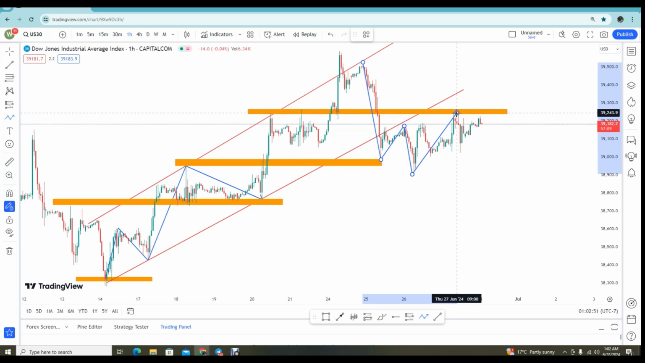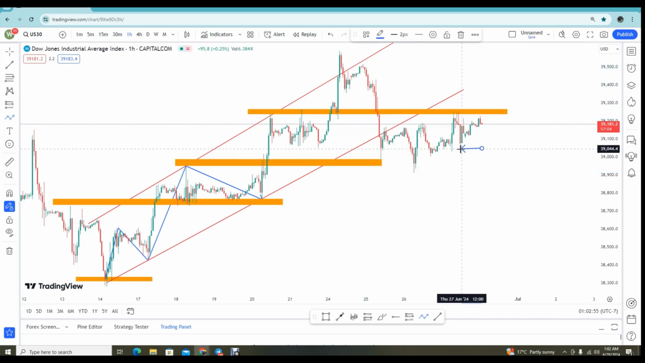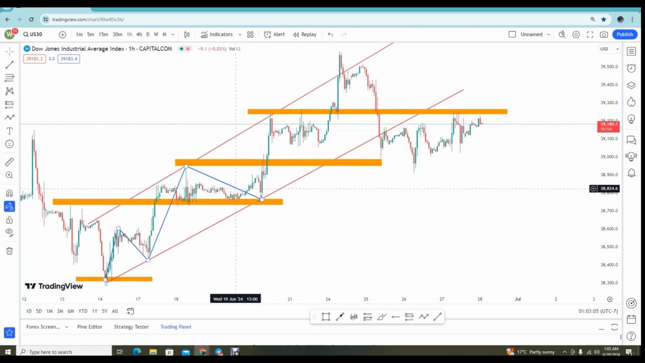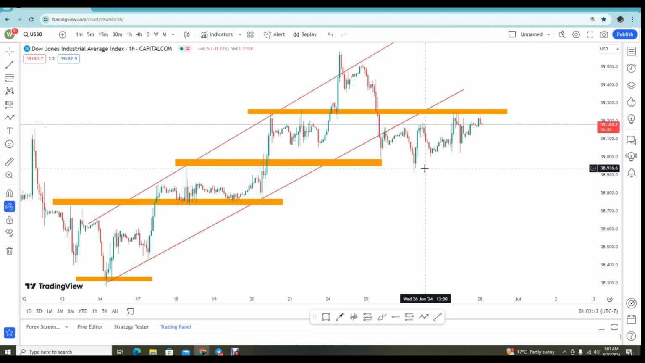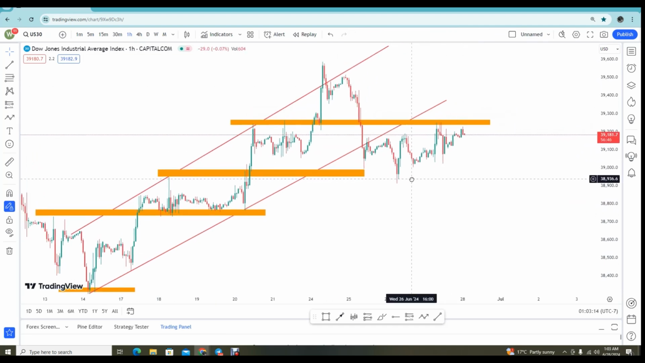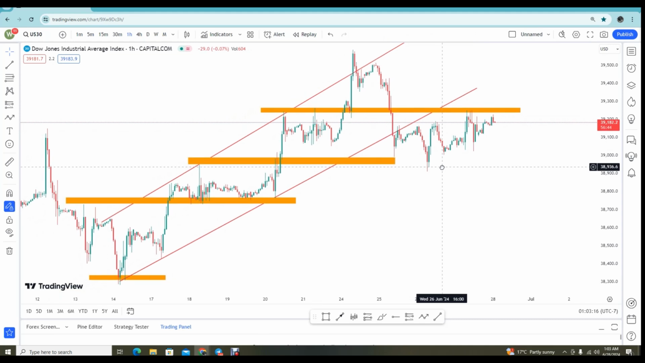Which means now this is what we're going to pay attention to. We're going to pay attention around this area here, because now we can see that the market is no longer on an uptrend, and the market is no longer following the trend line strategy. So right now the market has already created something else. If you know, you know.